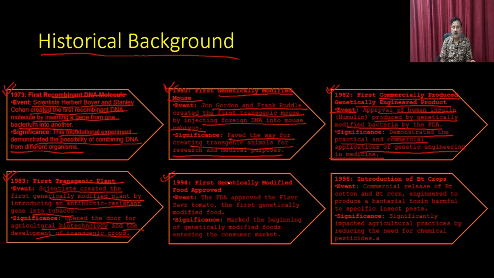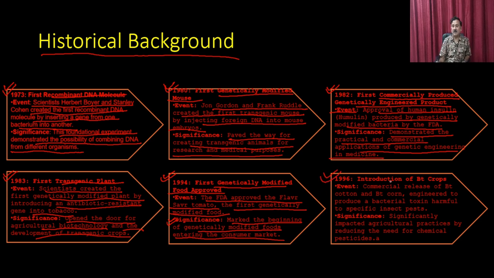Then in the year of 1994, the first genetically modified crop was approved. So, the FDA approved the Flavr Savr tomato, the first genetically modified food. And what is the significance? It marked the beginning of genetically modified food entering into the consumer market.